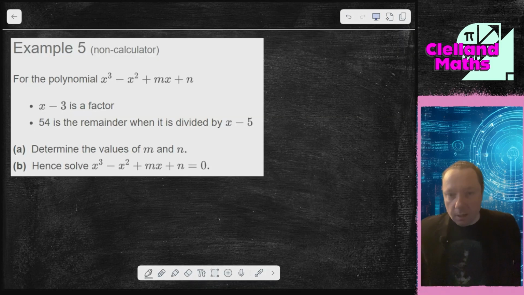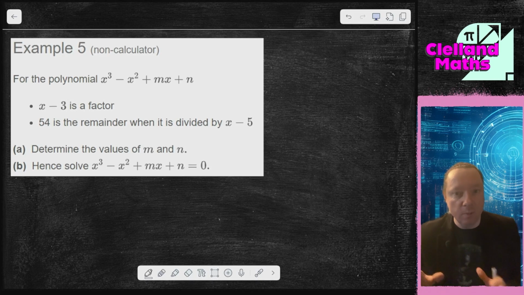And we're done there. Okay, example 5. For the polynomial x cubed minus x squared plus mx plus n, some unknowns, we know that x minus 3 is a factor, and we know that 54 is a remainder when we divide by x minus 5. Find the values of m and n. So this is really testing, do you understand this thing that we're doing, this synthetic division? Remember, the last number you get is the remainder, and if it's 0, it's a factor.